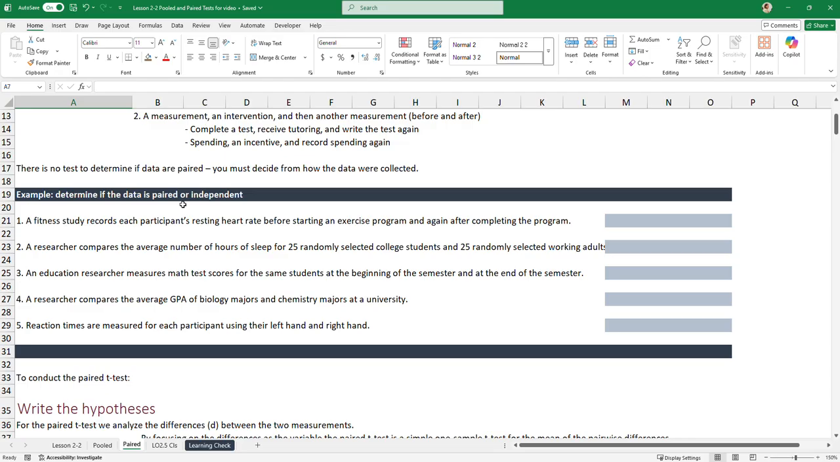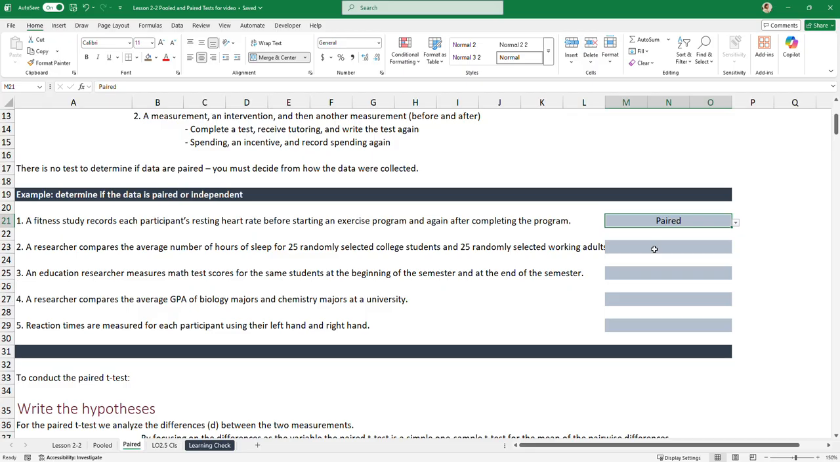So for the first example, we have a fitness study that records each participant's resting heart rate before starting an exercise program and again after completing the exercise program. This one is a before and after test. They're looking at the same person before and after, so this data would be dependent or paired on each person.